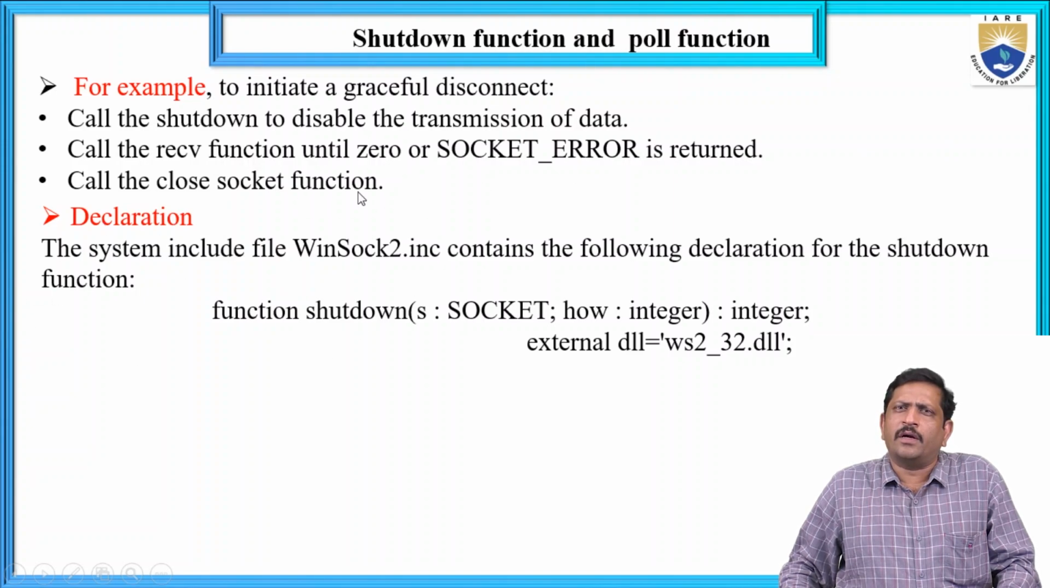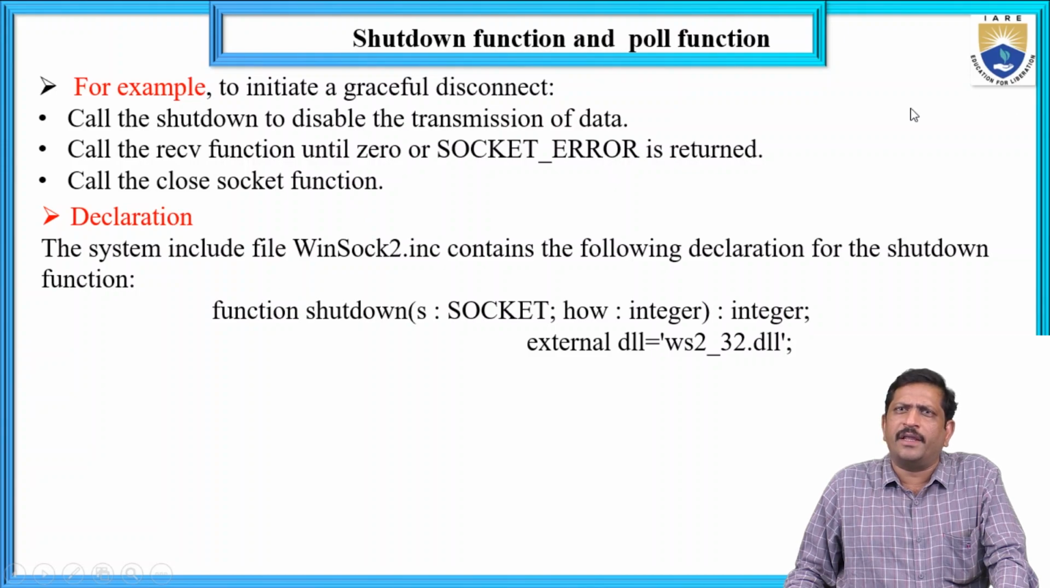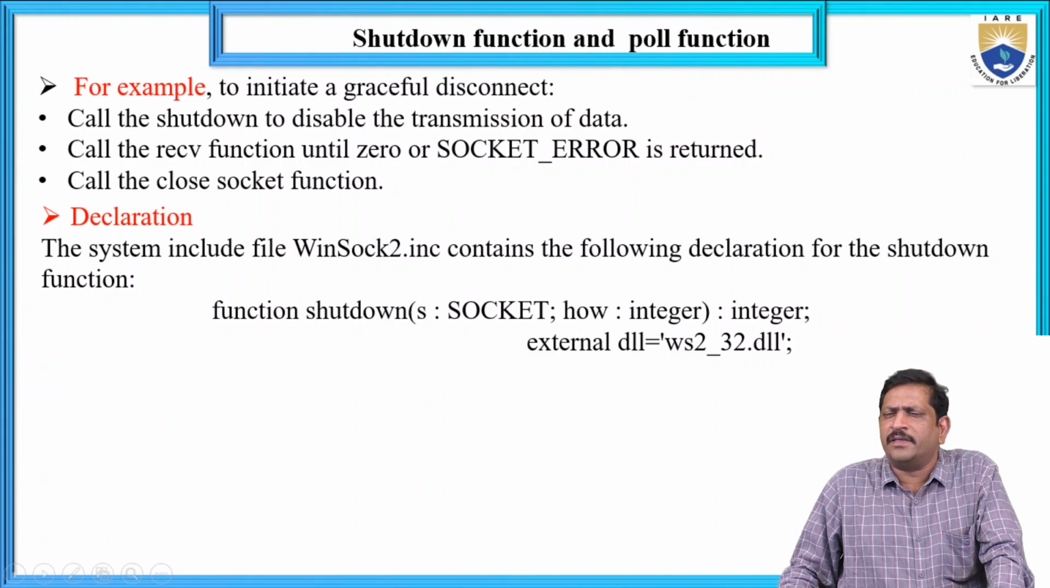By calling the close socket function, we can activate the shutdown function at the primary device side and the secondary device side, and calling shutdown disables the transmission of data on both sides. Here the system we are taking includes the Windows socket. The Windows socket contains the following syntax for the shutdown function.